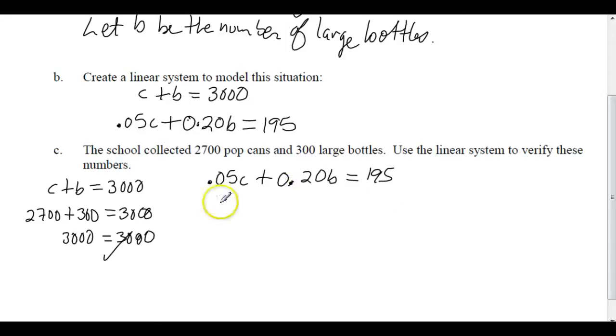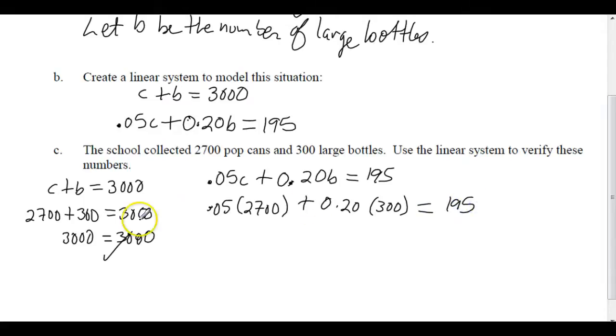So at this point, this is like a formula. 0.05 times 2,700 plus 0.20 times 300 equals 195. This is kind of obvious over here, right? We can see that that's going to work. Here, this is not so obvious. So I'll put a question mark. Either one, it doesn't matter. If this doesn't work, you're just going to reject the solution. You're going to say, well, no, this doesn't match the situation.